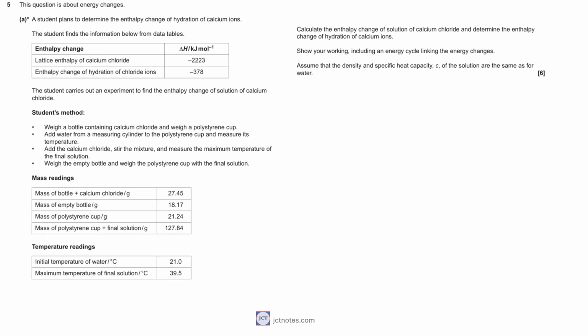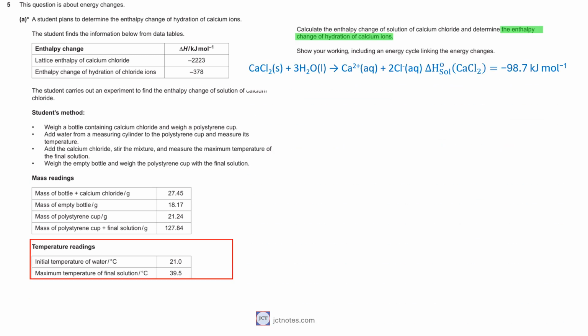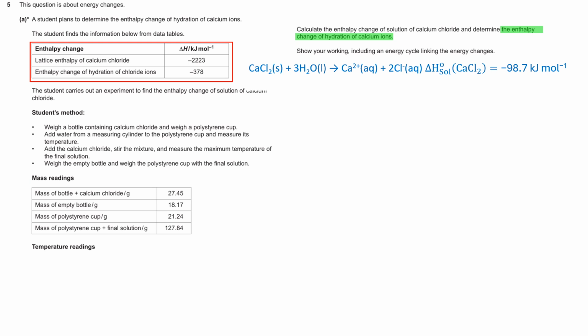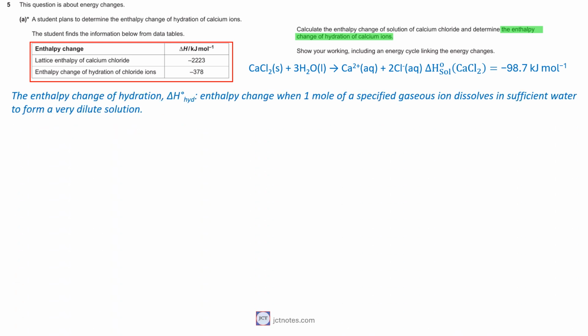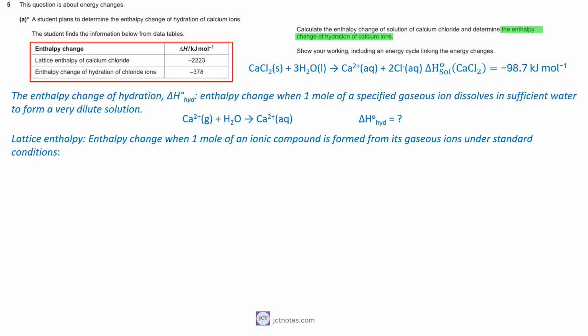To find the enthalpy change of hydration of calcium ions, I need the results of the table and the enthalpy change of solution of calcium chloride, removing the rest. The enthalpy change of hydration is the enthalpy change when 1 mole of a specified gaseous ion dissolves in sufficient water to form a very dilute solution. In the case of calcium, we are given the lattice enthalpy of calcium chloride. The lattice enthalpy is the enthalpy change when 1 mole of an ionic compound is formed from its gaseous ions under standard conditions.